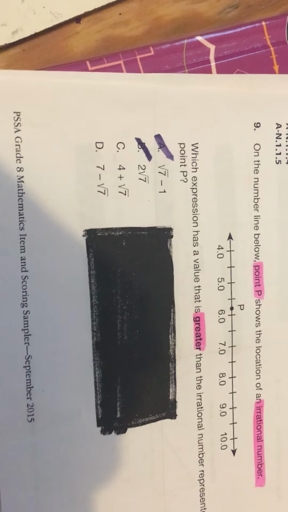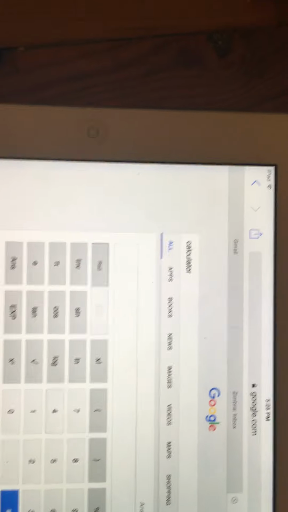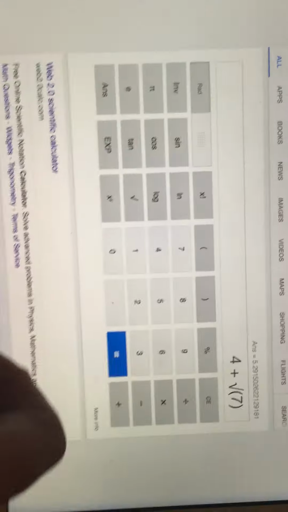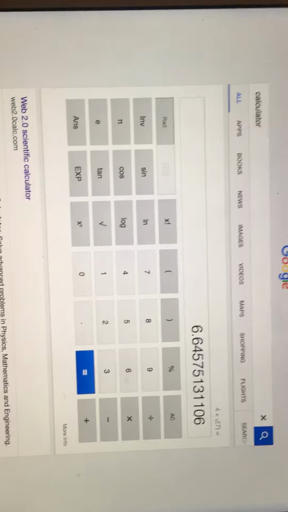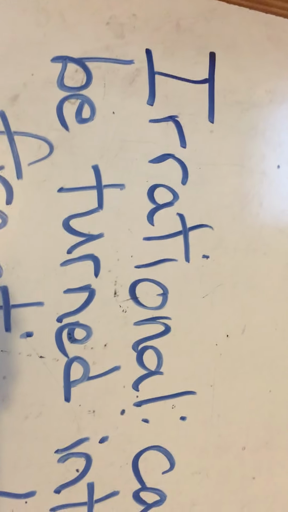Okay. Letter C says 4 plus the square root of 7. I'm going to clear out my calculator, and I'm going to put in there 4 plus the square root of 7. What that gives me is 6.64575... That number is greater than 5.5 and it's irrational. So I'm definitely going to keep C in mind, but I do want to check D as well.